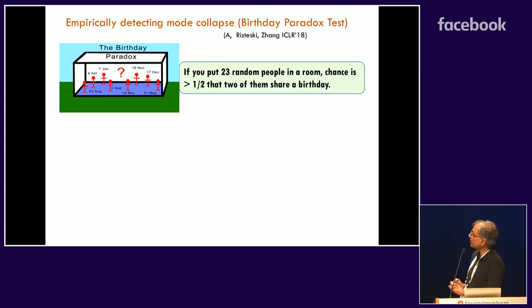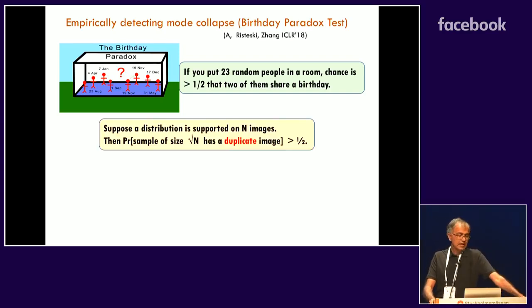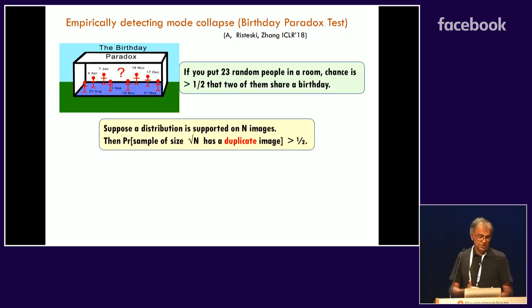both students. So the birthday paradox, remember, is the following: if you put 23 random people in a room, then the chance is at least a half that two of them share a birthday. It's called a paradox, and we use it to wow the undergrads or freshmen in a discrete probability class, because naively you might think that you need 365 people in a room, or 366, to guarantee that two of them share a birthday, but probabilistically, it's enough to have 23. And what's 23? It's really the square root of the number of possible birthdays. So in general, if a distribution is supported on n images, then there's a good chance that a sample of size square root n has a duplicate image.